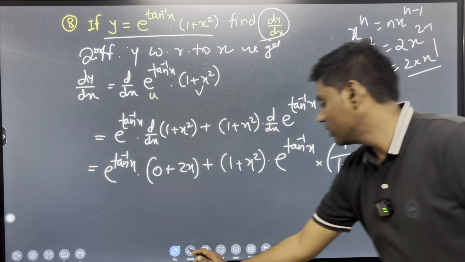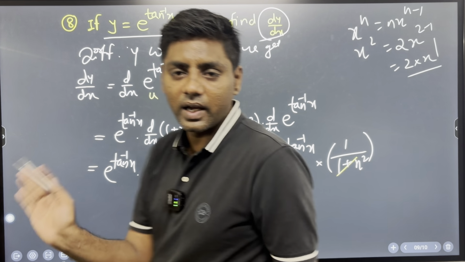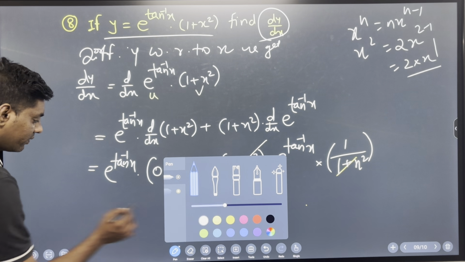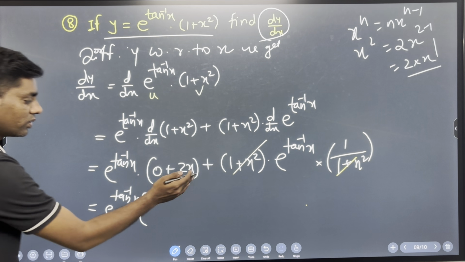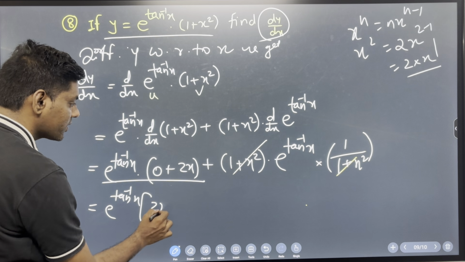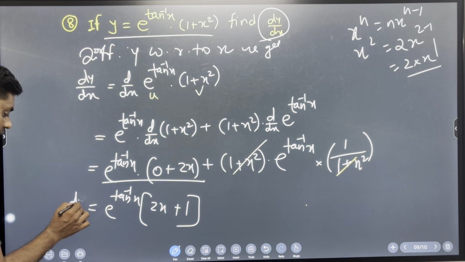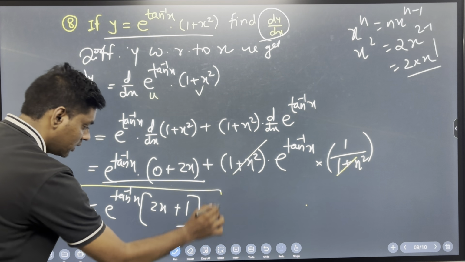Now here we clearly observe that 1 plus x square and 1 plus x square get cancelled, and taking e raised to tan inverse x common, what do we get as the final answer? That is e raised to tan inverse of x taking common. Now here the remaining term is only 2x, and here the remaining term is only 1. So bracket complete. Then dy by dx, and finally make the box.